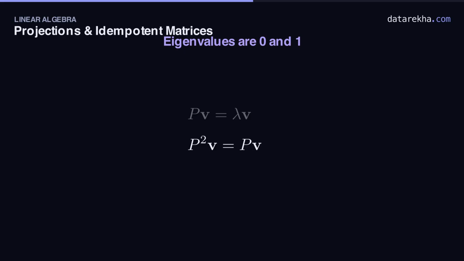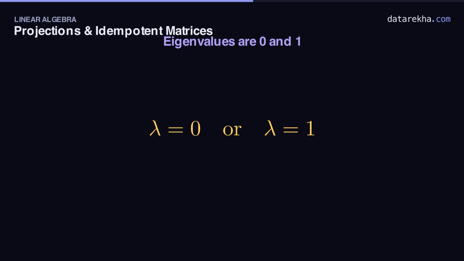But watch what the eigenvalue does. On one side, p squared v is lambda squared v. On the other, pv is lambda v. So lambda squared v equals lambda v. And since v is non-zero, lambda squared equals lambda. Rearrange. Lambda times lambda minus 1 is 0. So every eigenvalue of a projection is either 0 or 1.